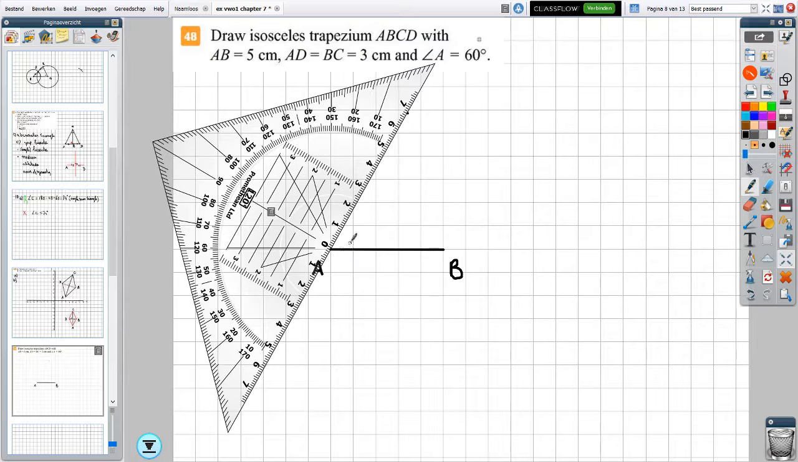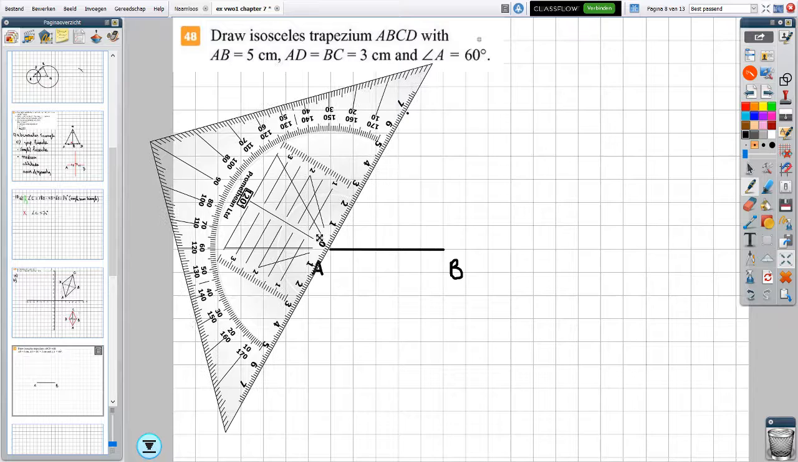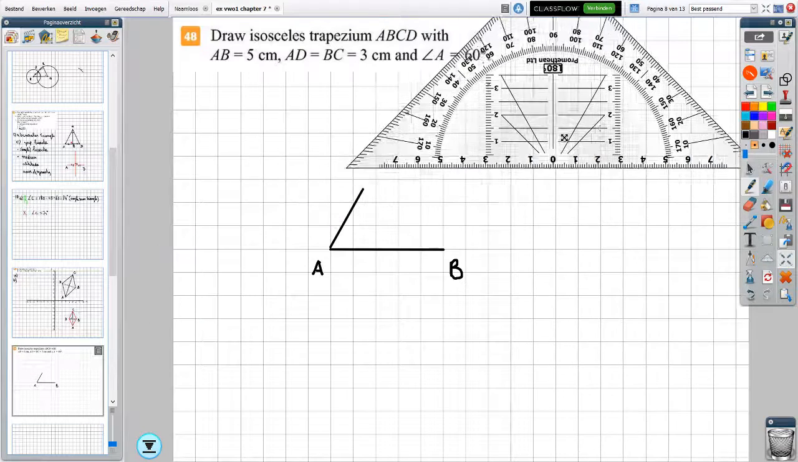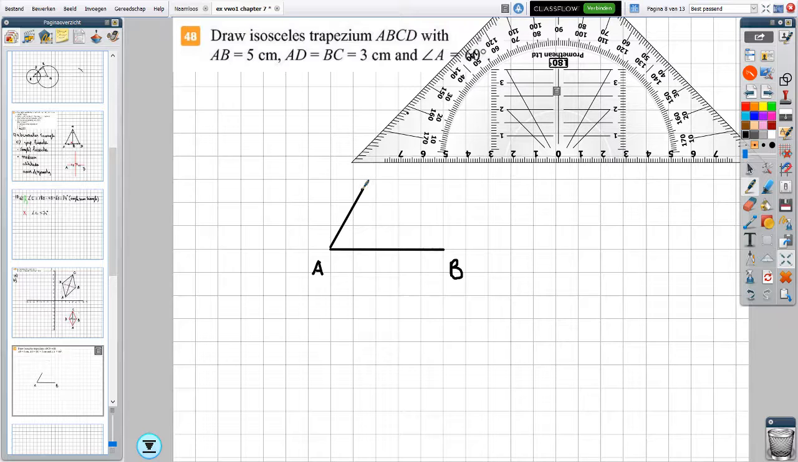Well, remember, as I said, A is connected to B is connected to C, and C is connected to D, and D back to A. And I know AD is 3 centimeters. So that now means that if I'm going to draw AD, I can follow that direction and just draw it up to 3 centimeters. Which means D must be right there. How can I now find point C?